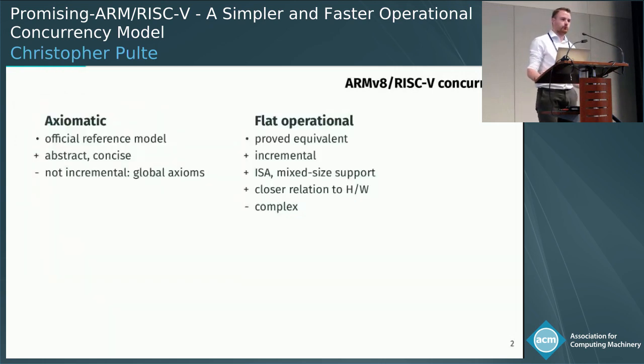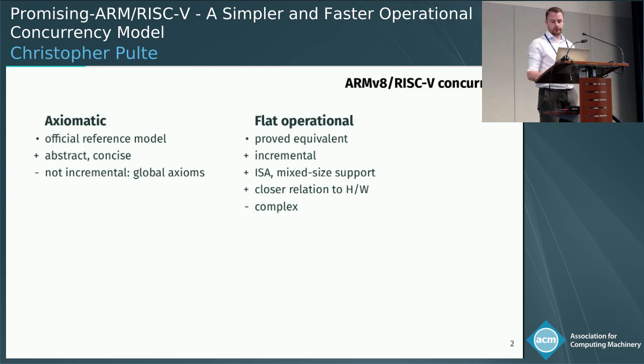Now from our previous work on ARMv8 concurrency, two concurrency models already exist, and there are corresponding ones for RISC-V. There's the official reference model. This is an axiomatic model, and that means it gives you a specification of the concurrency behavior in terms of global axioms of completed executions. This gives you an abstract and concise specification, but it does not work incrementally. You can't understand it in terms of step-by-step execution.